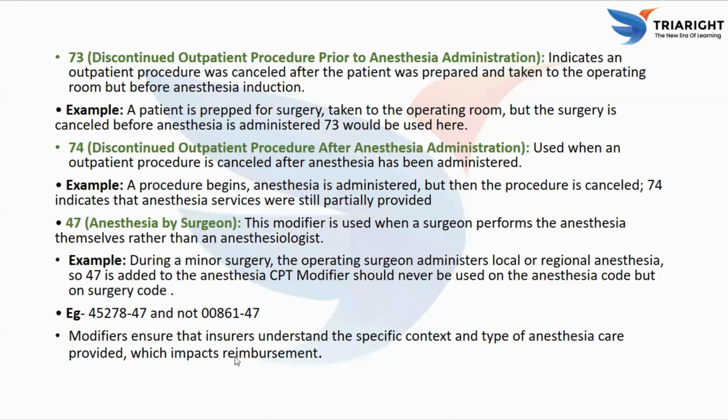So for example, the surgeon performs a minor procedure, and the surgeon injects local anesthesia themselves. So what is the correct coding? You have to give the surgery code, for example 45278, and for that code you have to assign the 47 modifier.